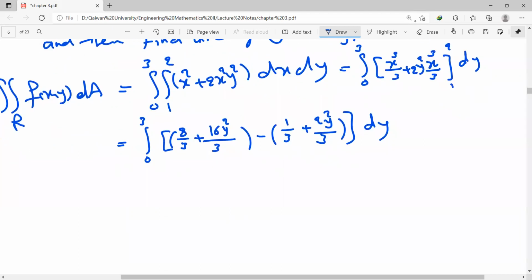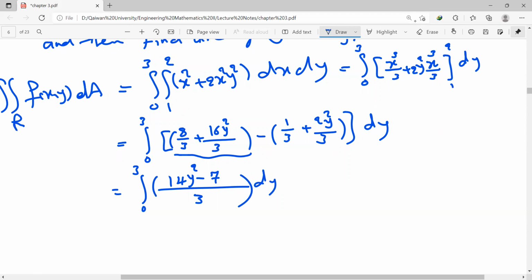Then dy. We first try to simplify this, then we take integration with respect to y. It equals the integration from 0 to 3. Let's find the common denominator between all. The common denominator is 3. It's 16 minus 2 is 14y squared minus 7 dy. After simplifying it, we get this. You have 8 over 3 minus 1 over 3, which is 7 over 3, and 16y squared over 3 minus 2y squared over 3, we get 14y squared over 3, and we get 14y squared over 3 minus 7 over 3, which is 14y squared minus 7 all over 3.